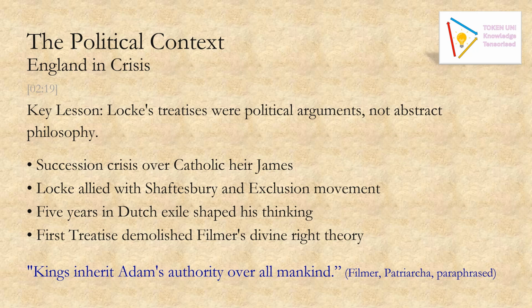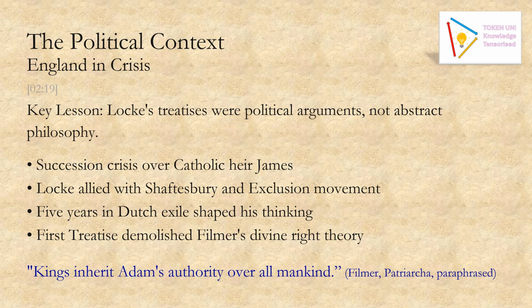The 2 treatises were largely written during this period, not as abstract philosophy, but as political argument. The first treatise is a demolition of Sir Robert Filmer's Patriarcha, which defended absolute monarchy on the grounds that kings inherit Adam's authority over all mankind. Locke found this absurd and said so at length. The second treatise, the one that matters for us, lays out his positive theory of government.